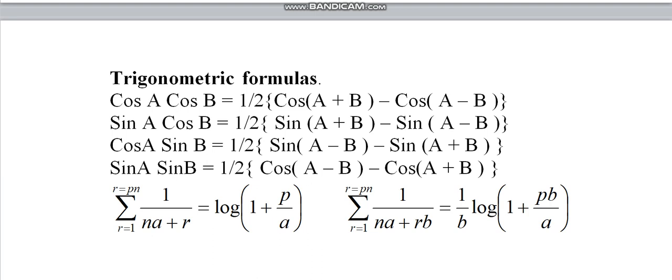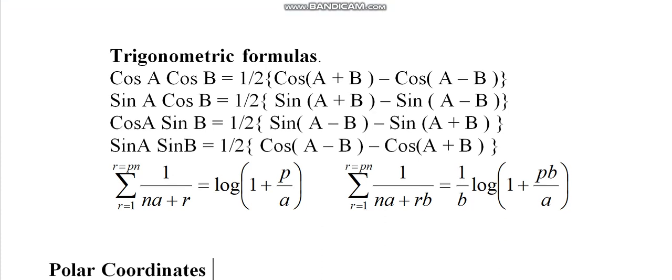We also need trigonometric formulas converting product of angles into sum of angles, that is, cos A into cos B is equal to 1 by 2 times (cos(A plus B) plus cos(A minus B)). Sin A into sin B is equal to 1 by 2 into (cos(A minus B) minus cos(A plus B)). Cos A into sin B is equal to 1 by 2 into (sin(A plus B) minus sin(A minus B)), and so on.